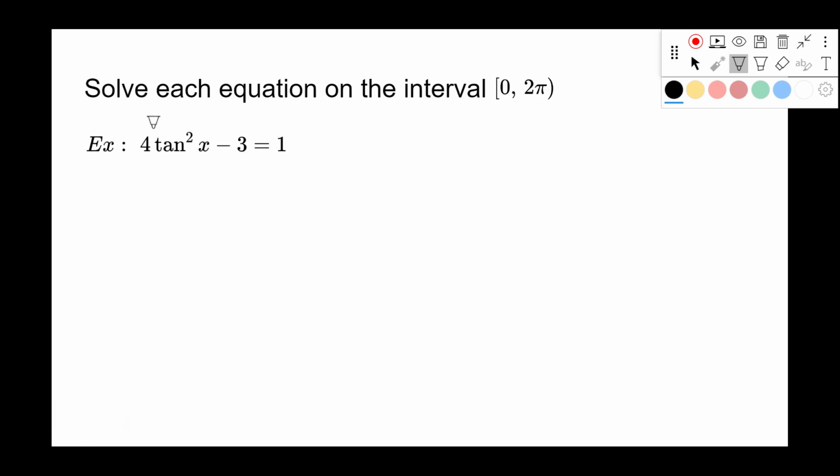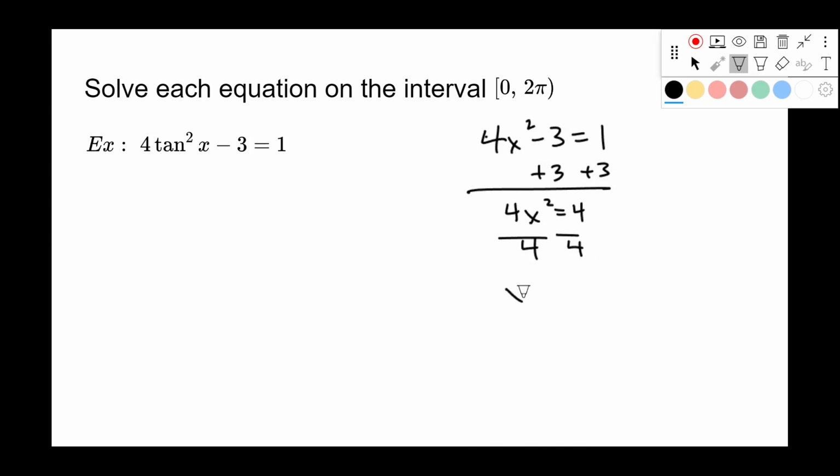All right, let's try 4 tan squared x minus 3 equals 1. If I come over here, that's like solving 4x squared minus 3 equals 1. I could do that pretty easily. I'm going to add 3 on both sides. 4x squared equals 4.